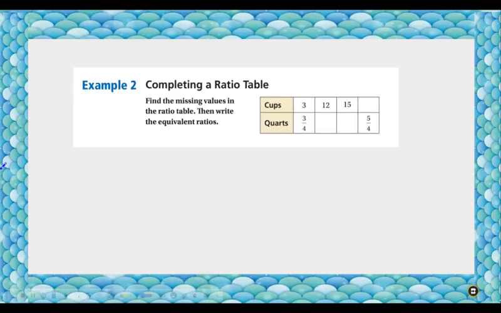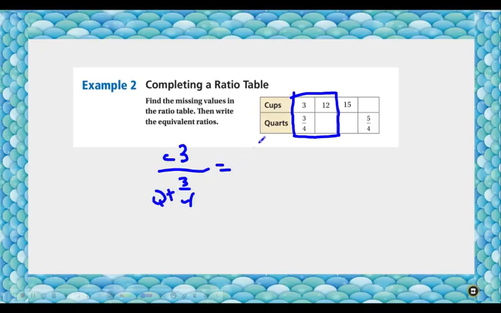Okay, let's look at ratio tables. So we could do this one of 2 ways. Okay, so we want to find the relationship. So sometimes I like to pull it out on the side. So 3 cups over 3/4 quarts. Okay, we know 12 cups. We are trying to find the denominator. So we want to find a relationship between 3 and 12. Well, 3 times 4 is 12.